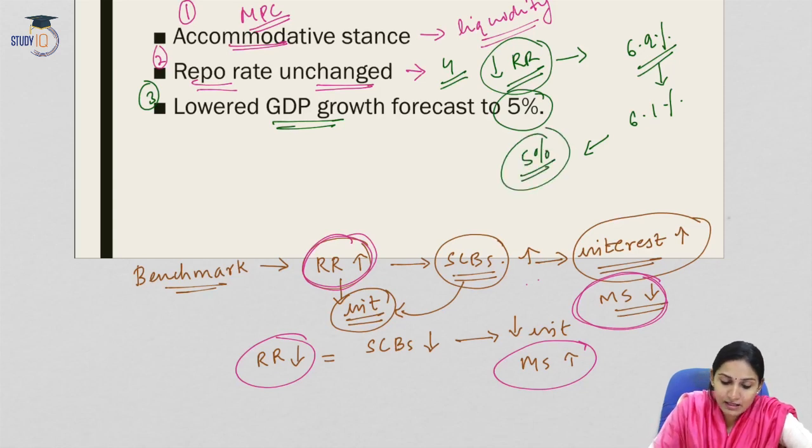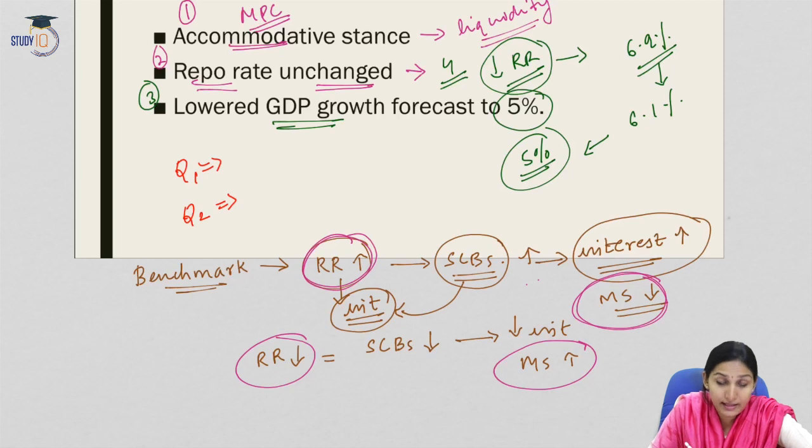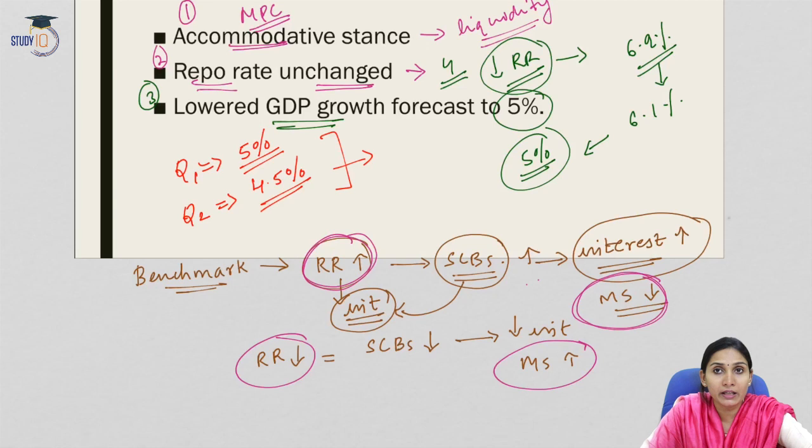Now, why? What would be the reason? The reason is that now we have the data for quarter 1 and quarter 2 for this particular financial year, and the quarter 1 GDP growth rate is just 5% and quarter 2 is just 4.5%. So there is a sharp decline in the GDP growth rate. So that is the reason RBI has reduced its GDP growth forecast in India for the financial year 2019-20 to 5%. So these are the most important highlights of the meeting.